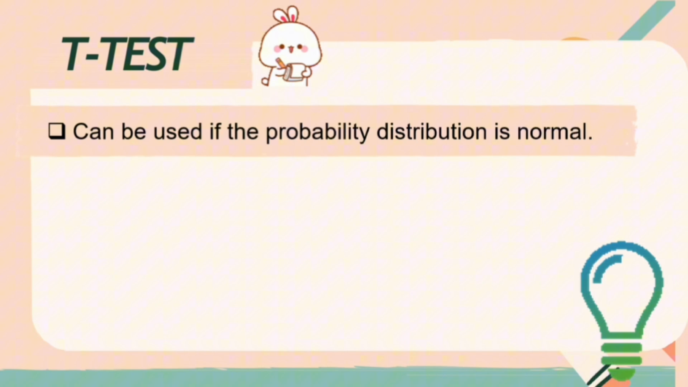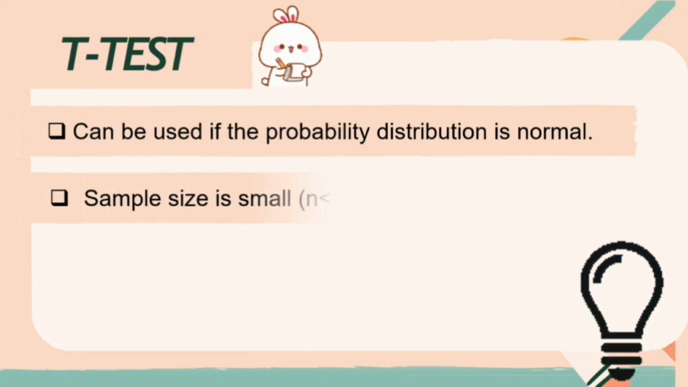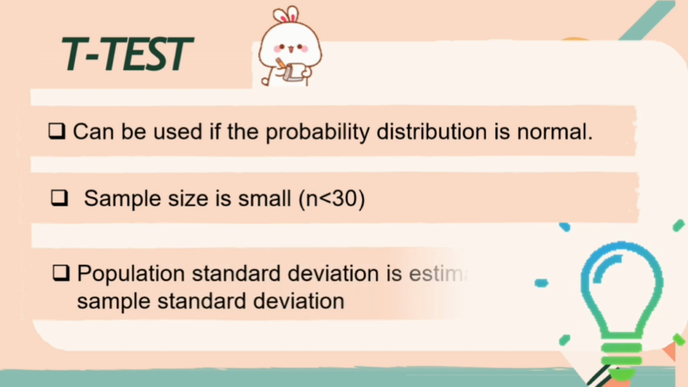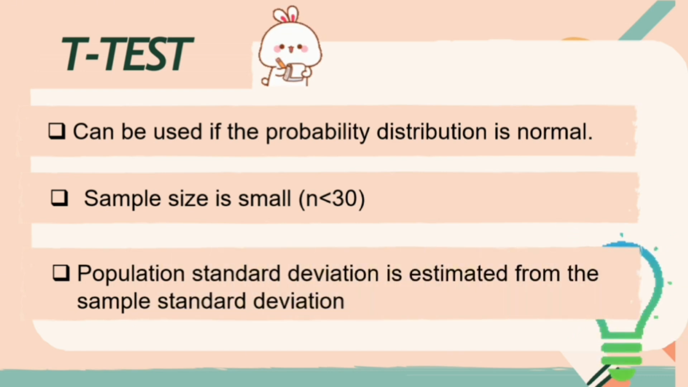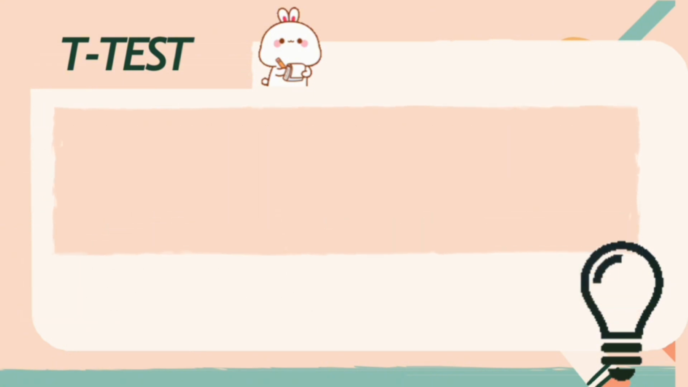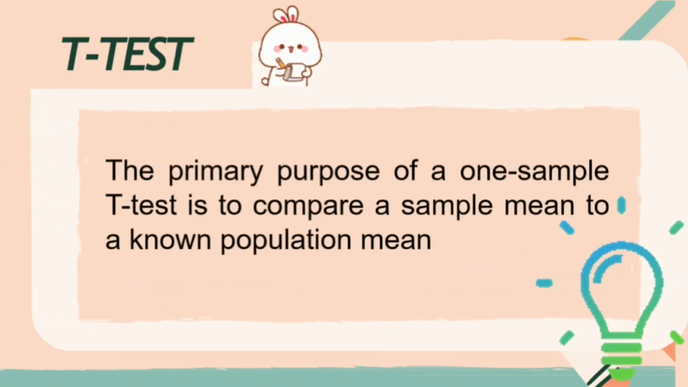So t-test can be used if the probability distribution is normal, sample size is small or less than 30, and population standard deviation is estimated from the sample standard deviation. The primary purpose of a one-sample t-test is to compare a sample mean to a known population mean.